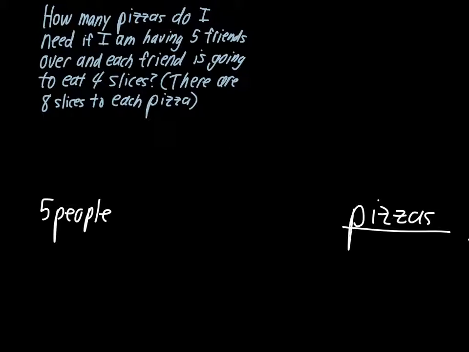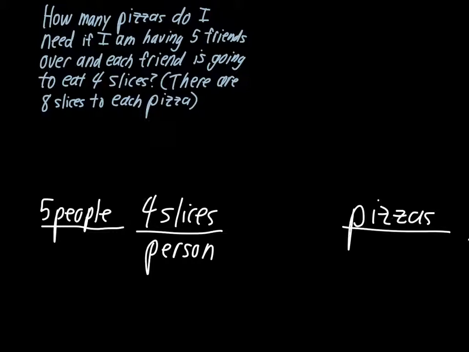Now, this is a good example of one where you don't always need something in the bottom. We're just going to leave the 5 people up there by themselves for now. The next piece of information that we have in the problem is that each friend is going to eat 4 slices of pizza. So we'll put that one in. So we've got 4 slices for each person.